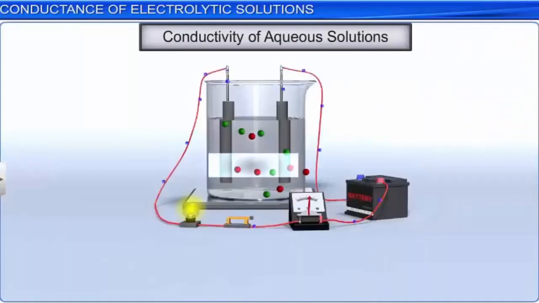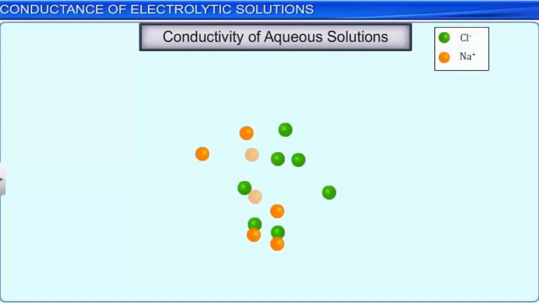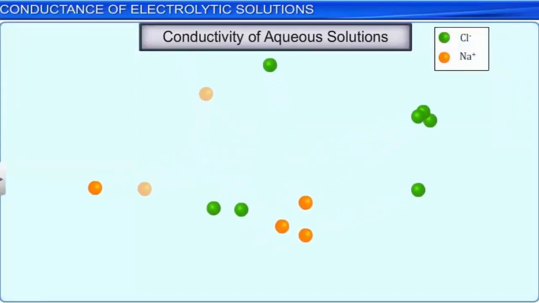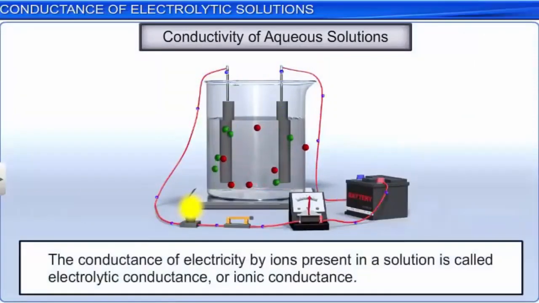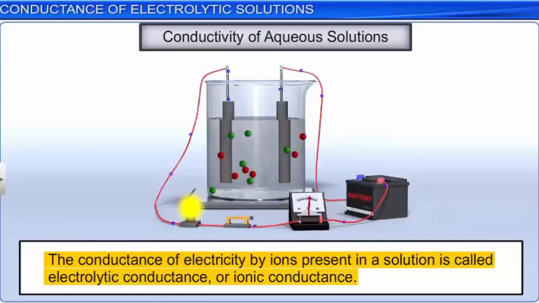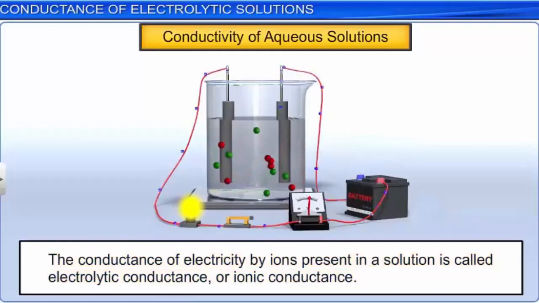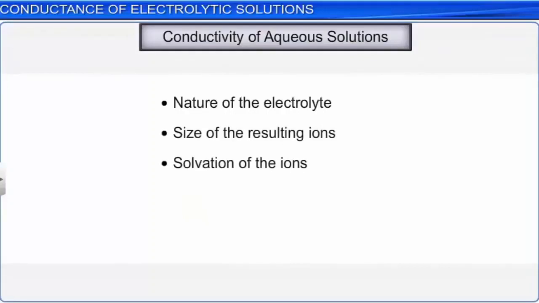When electrolytes are dissolved in water, ions are released into the solution. As the ions go into the solution, its conductivity increases. The conductance of electricity by ions present in a solution is called electrolytic conductance or ionic conductance. The conductivity of aqueous solutions depends on several factors, including the nature of the electrolyte, the size of the resulting ions, the solvation of the ions, the concentration of the electrolyte, and temperature.